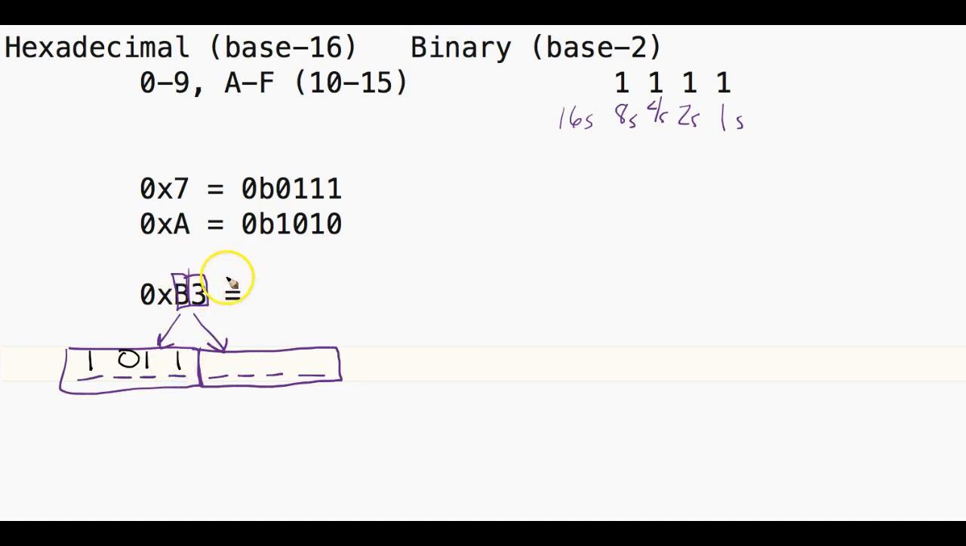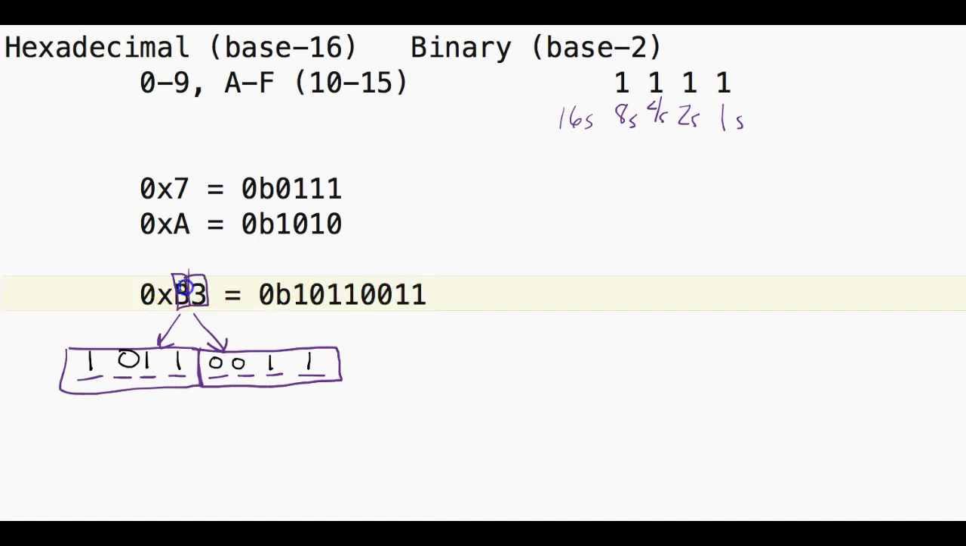How do I get to 3? The 3 is no 8's, no 4's. I'm going to have a 2 plus a 1. So it'll be 0, 0, 1, 1. So our answer will be 0b, 1, 0, 1, 1, 0, 0, 1, 1. So that is our 1 byte. So in fact, 2 hexadecimal digits can represent 1 byte.